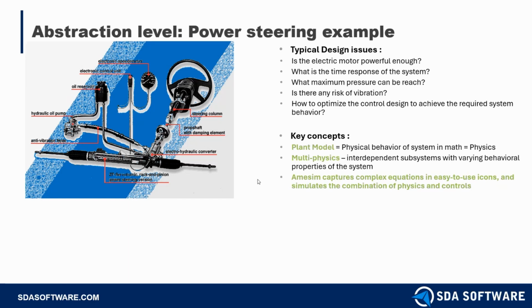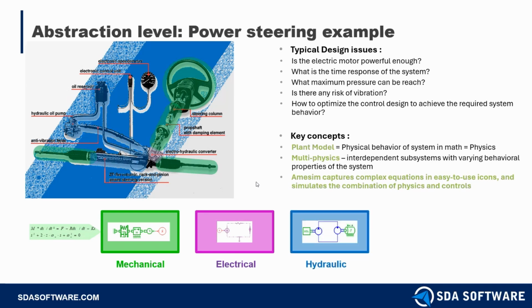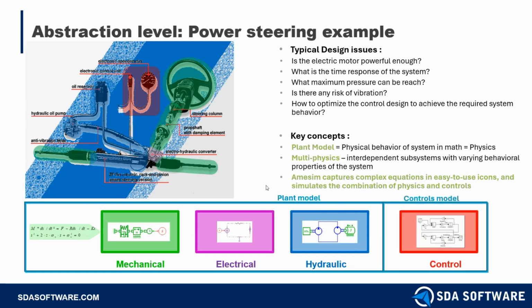So Amesim can be used to create plant models, shown here, to describe the physical behavior of individual components. And right here, for example, we have mechanical, electrical, and hydraulic systems. And then you can assess the physical behavior individually in these plant models. And then these plant models can be connected through the control model to form the complete system. And finally, your system engineer can simulate and assess the system response from the embedded multiphysics in your model.